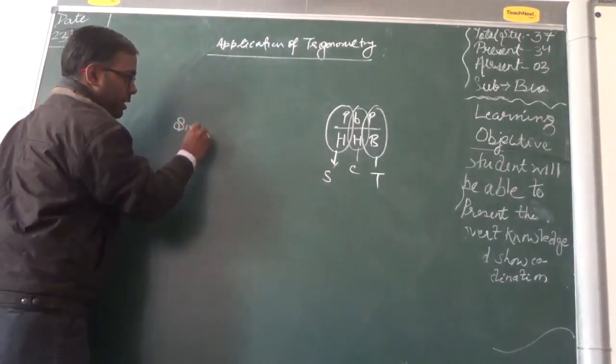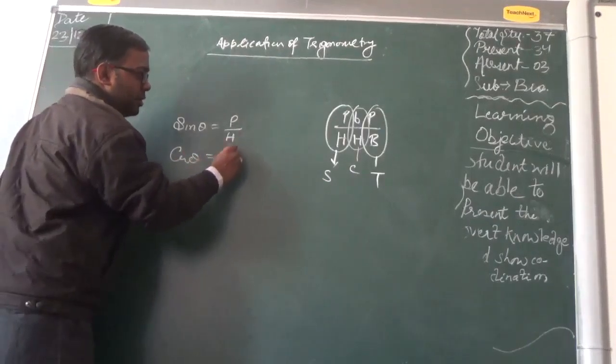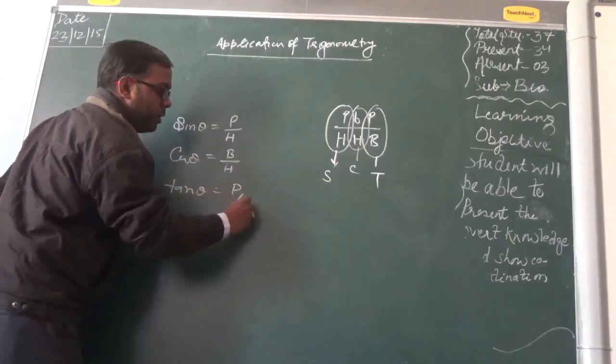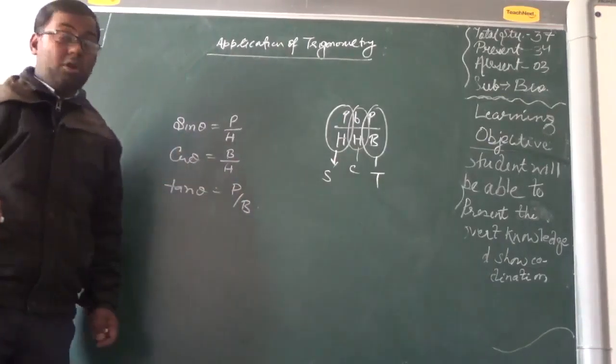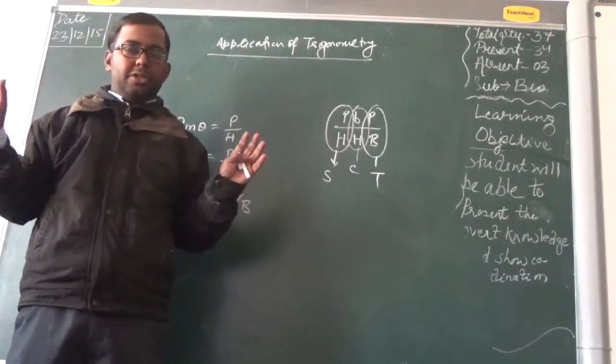So sin theta is equal to perpendicular upon hypotenuse. Cos theta is equal to base upon hypotenuse, and tan theta is equal to perpendicular upon base. P is for perpendicular, B for base. Fine. Till here it is correct.